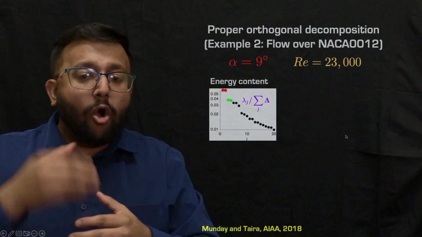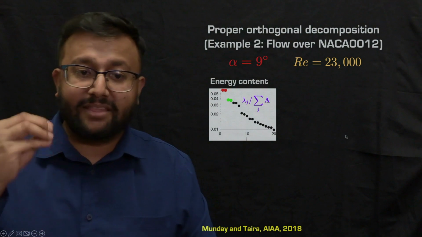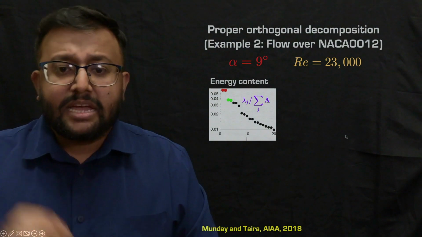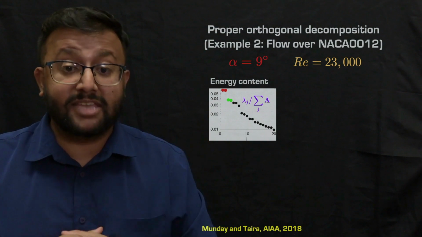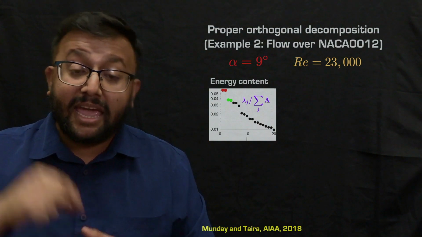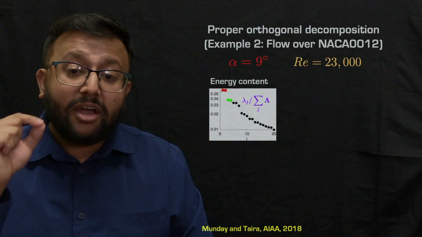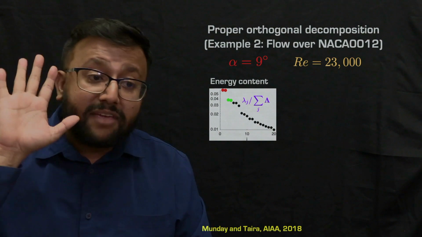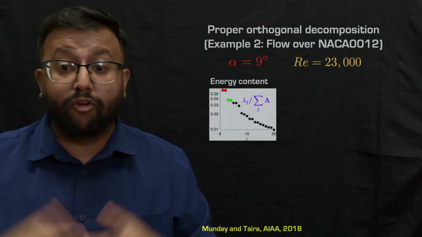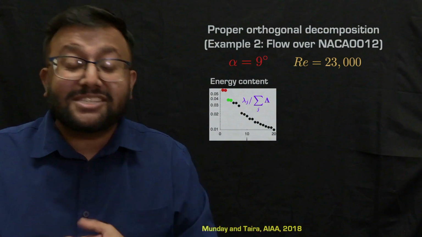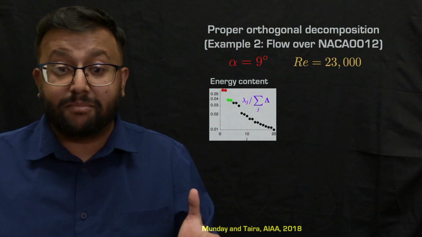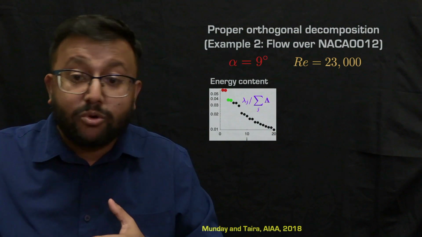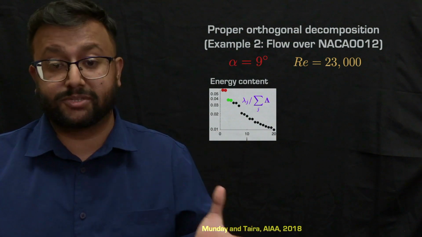Now we again organize the different modes by their energy content. This time, we don't see a sharp drop-off in the energy content of the modes. In fact, the energy content of the dominant mode is only 5 times that of mode 20. Now this tells us that the energy content in the higher Reynolds number flows is distributed among multiple modes.